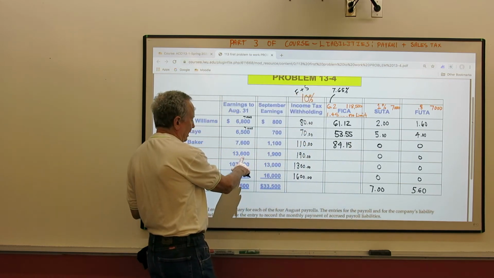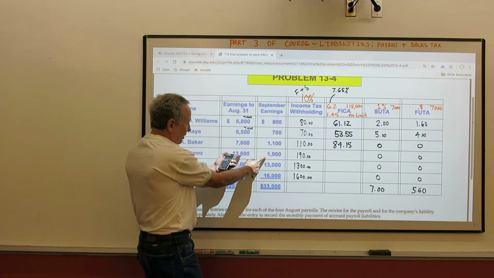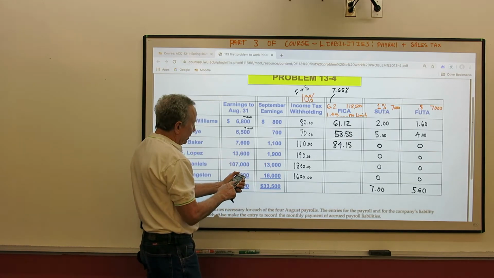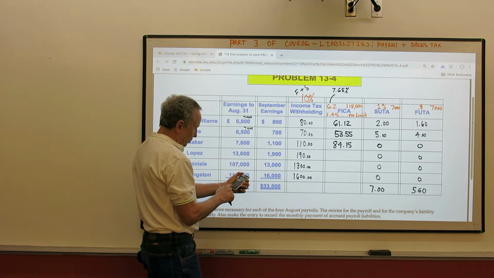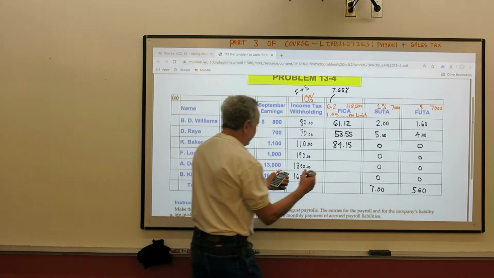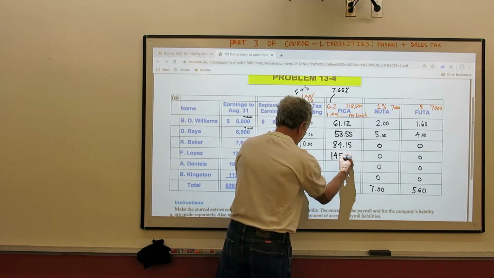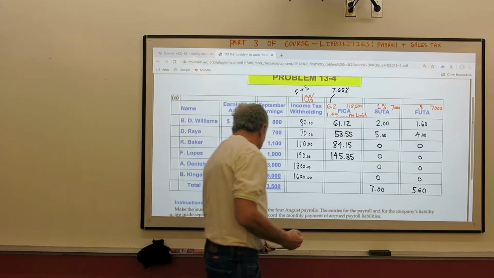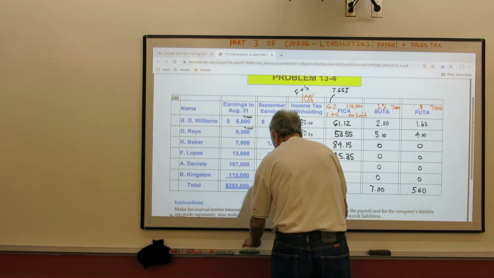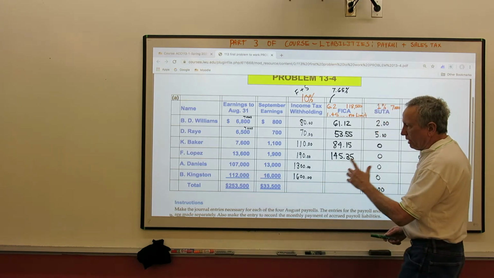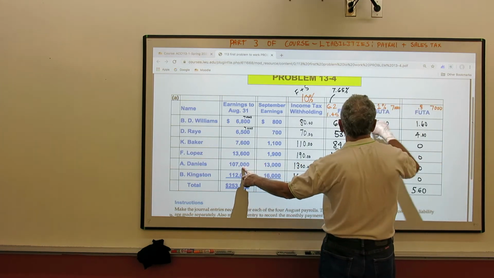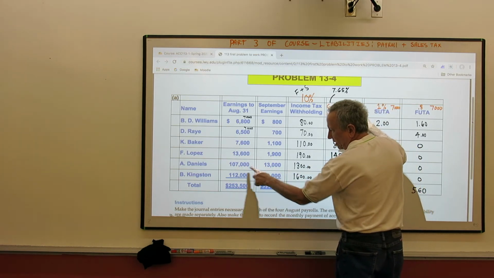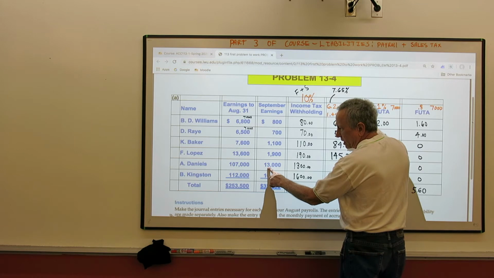And then we're going to take Lopez. Lopez, 1900, nowhere near the limit. He'd have to be 118,000, nowhere near. So let's take 1,900 times 0.0765, which is equal to 145.35. Now this one's going to get harder. This one's going to get a little bit harder. Do you see both of these are more, 107 is getting pretty close to 118,000. And if you add in his current income, 107 plus 13, well, that's going to be 120,000.